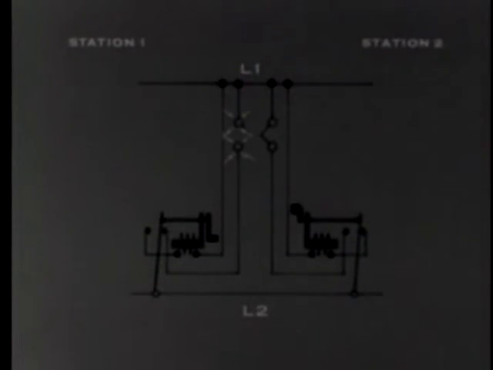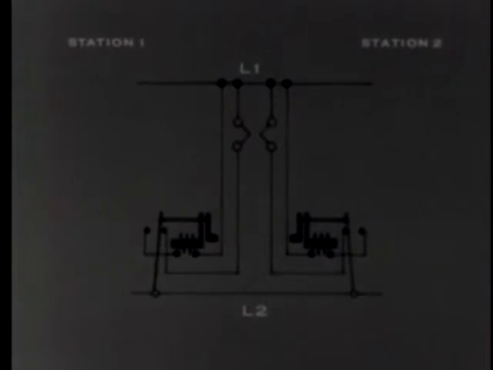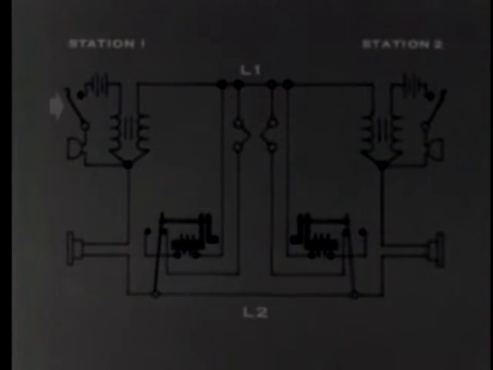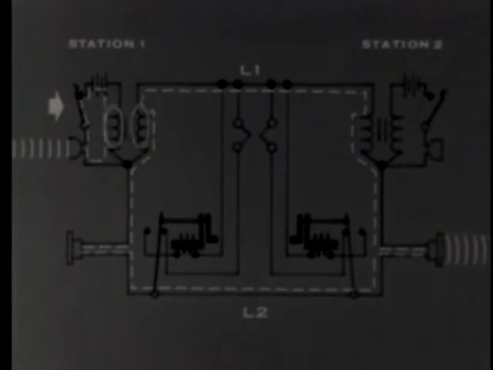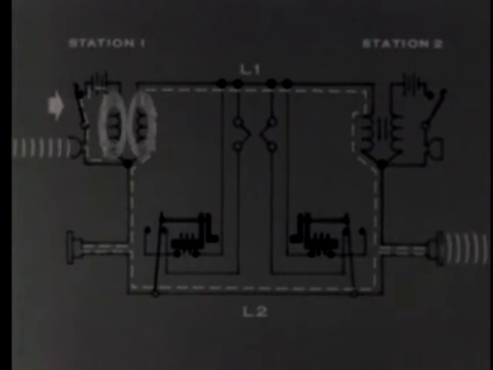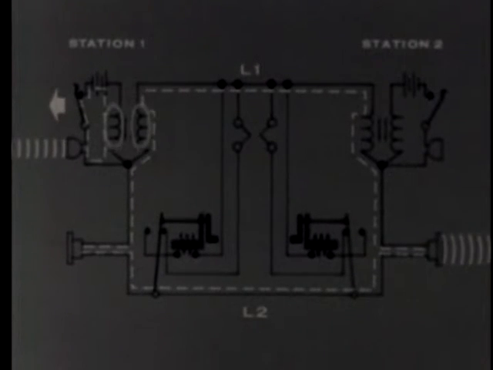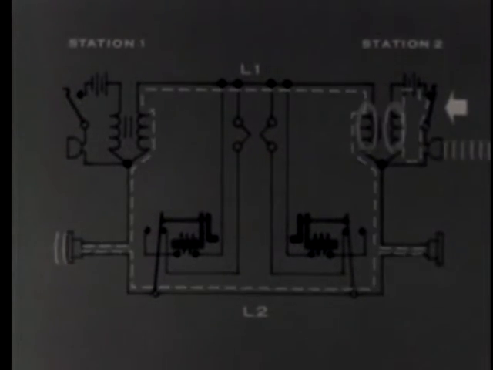Our ringing circuit allows station 2 to signal station 1, and vice versa. And our talking circuit allows station 1 to talk to station 2, and vice versa.